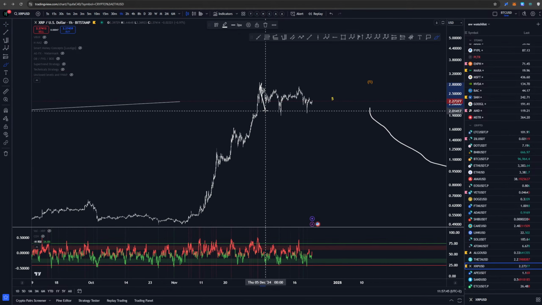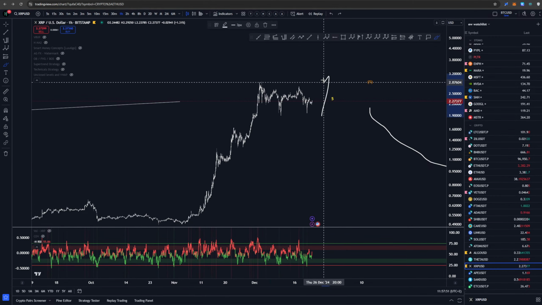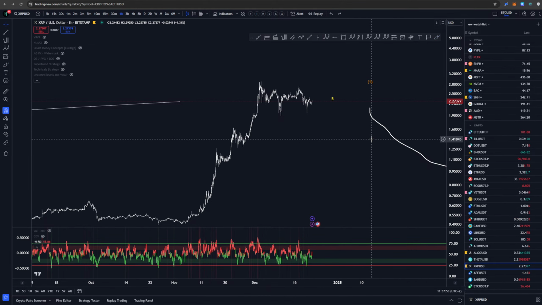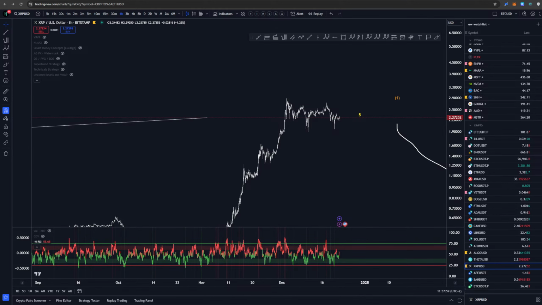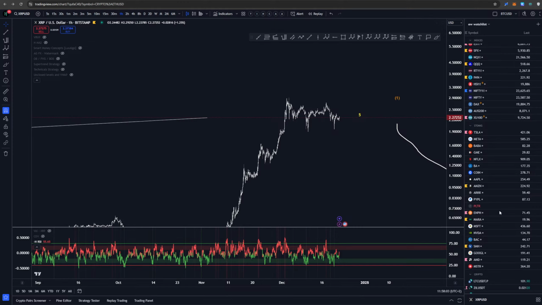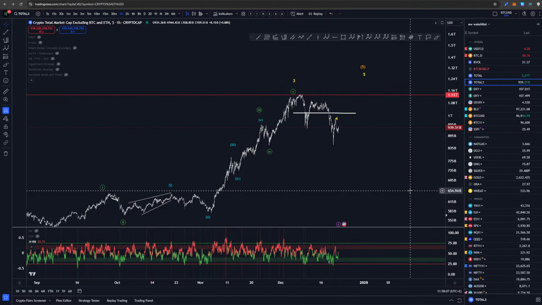But we came down in 3 here, which is positive. We got a reaction. We could be taking out the low again before one more high, potentially. But I think this run is almost done. Almost done. Check out the total 3 before we go.